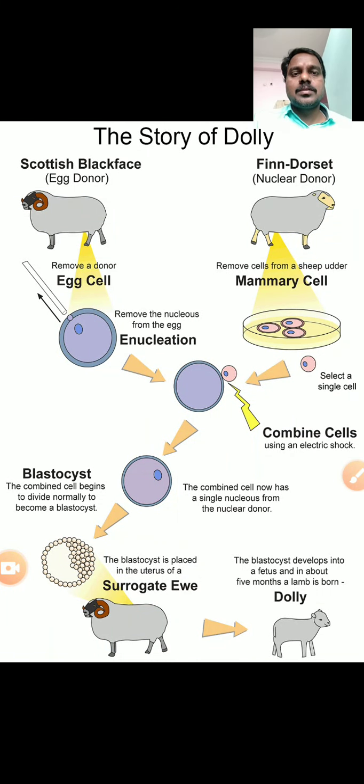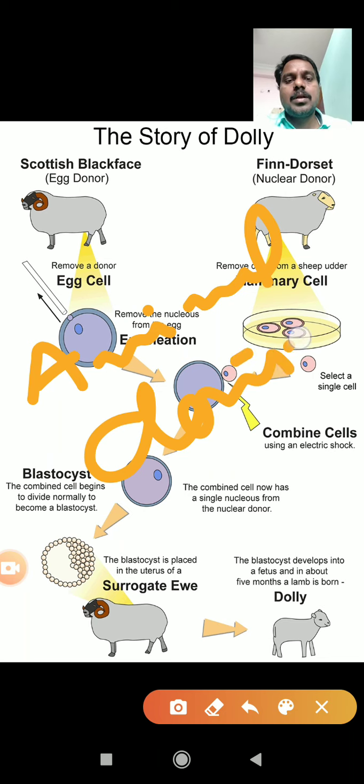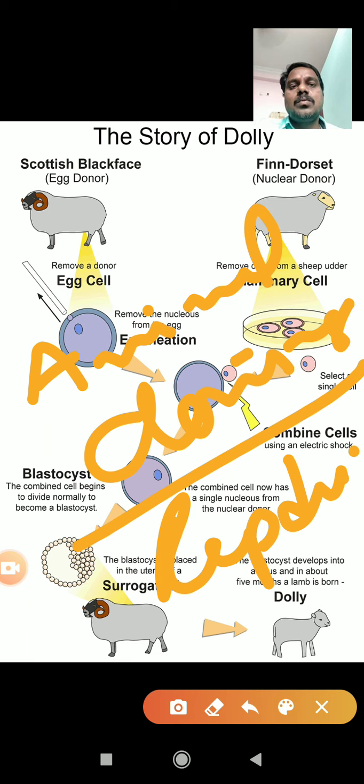Hello students, the story of Dolly, also called animal cloning or reproductive cloning. In reproductive cloning, they produce an entire organism from a single cell.